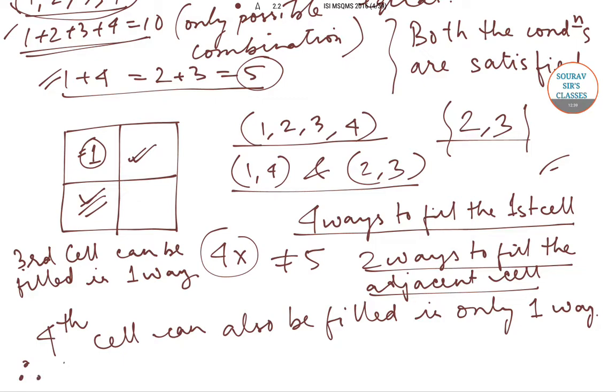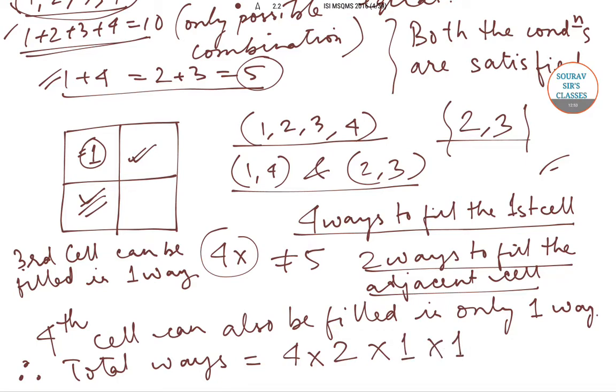So the total number of ways is 4 for the first cell, 2 for the adjacent cell, 1 for the diagonally opposite cell, and 1 for the diagonally opposite cell of the adjacent cell. So the answer is 8, which is option D.